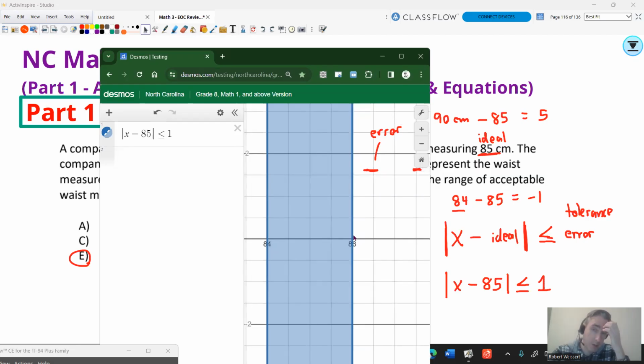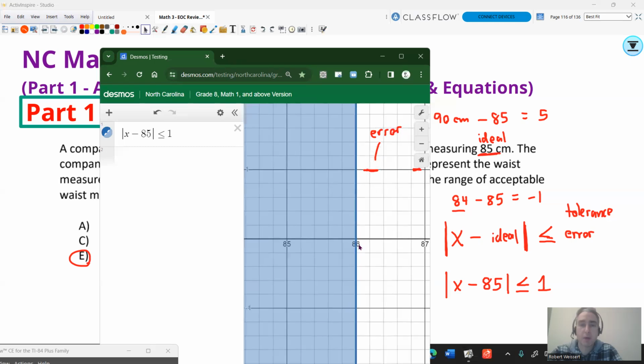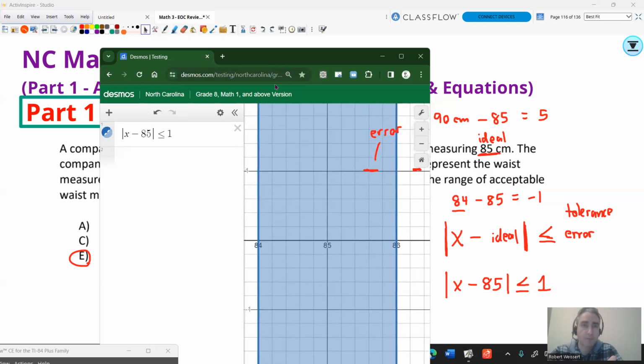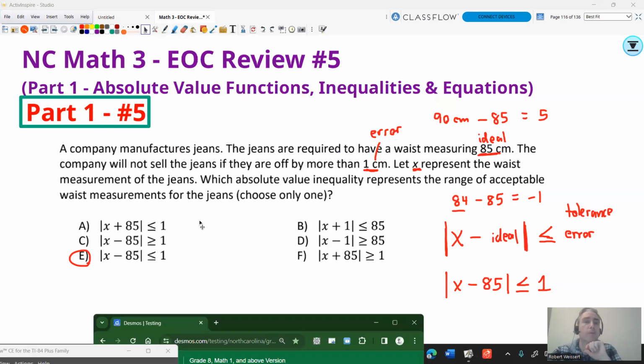Now, when you think about a manufacturing process, you might be off by like half an inch or centimeter or small fractions of that. So there's a lot of variation, but we don't want to be less than 84 or greater than 86. Anything between 84 and 86 is valid. And that's how the inequalities get set up. So always going to be less than, always going to have your ideal inside and your error on the outside.